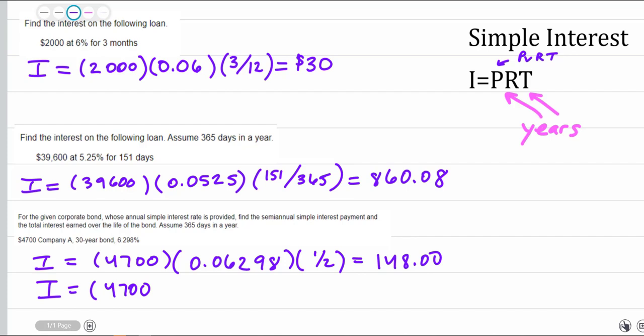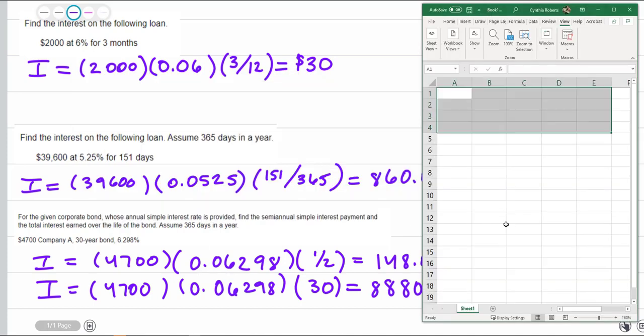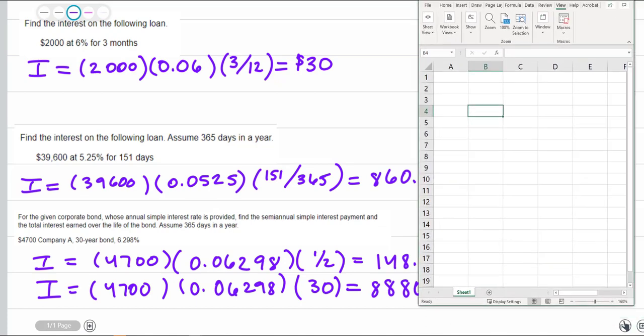Okay, so that's how much semi-annually, but the total interest, 0.6298, would be in years, the 30, which would be 8880.18. All right, now I am really, really lazy at doing problems like this, especially when you're going to do the same problems over and over and over. So I like to use Excel. So I'm going to show you, and it's up to you to use Excel.